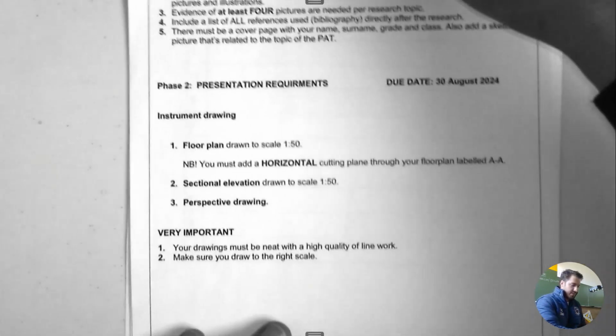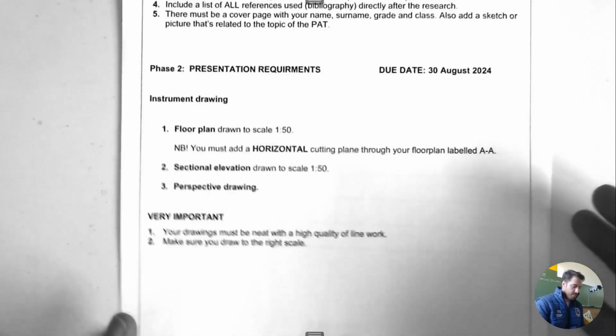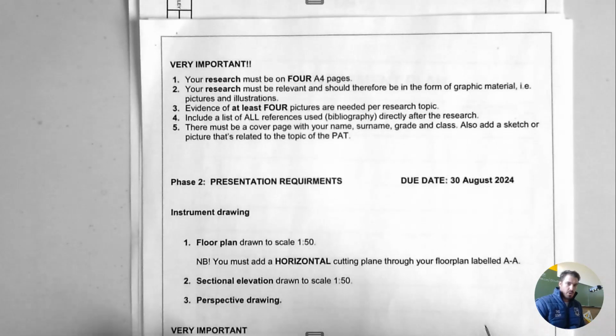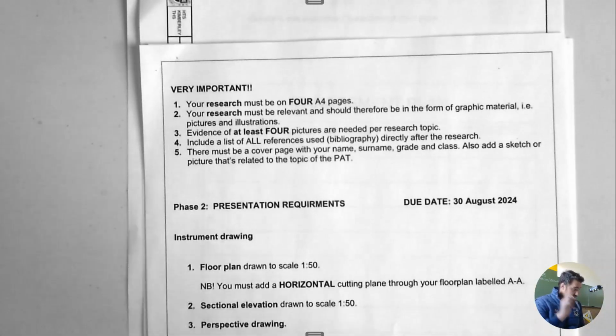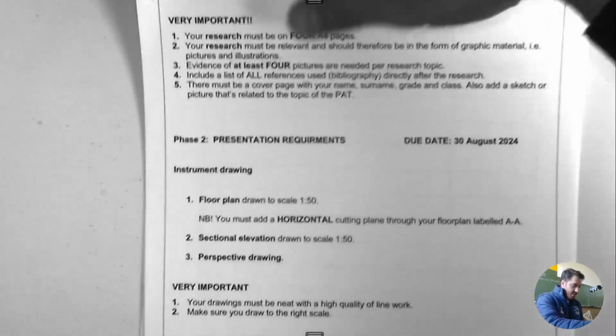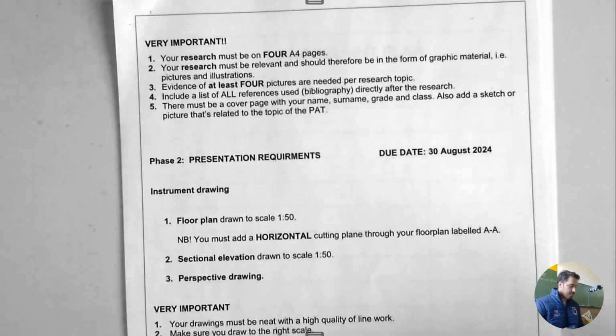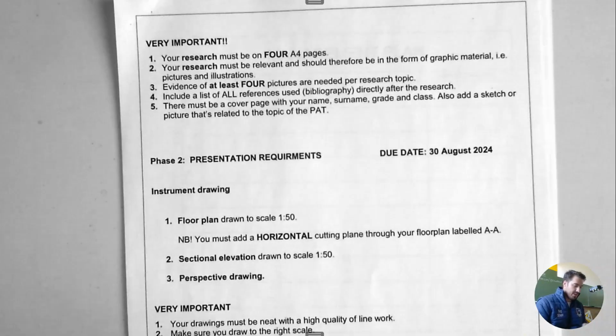Then you should have this. Now this is very important. Your research must be on 4 A4 pages. So 1 page is considered to be like this. This is 1 page. At the back you have 2 pages. So 2 A4 pages front and back is going to make your research.